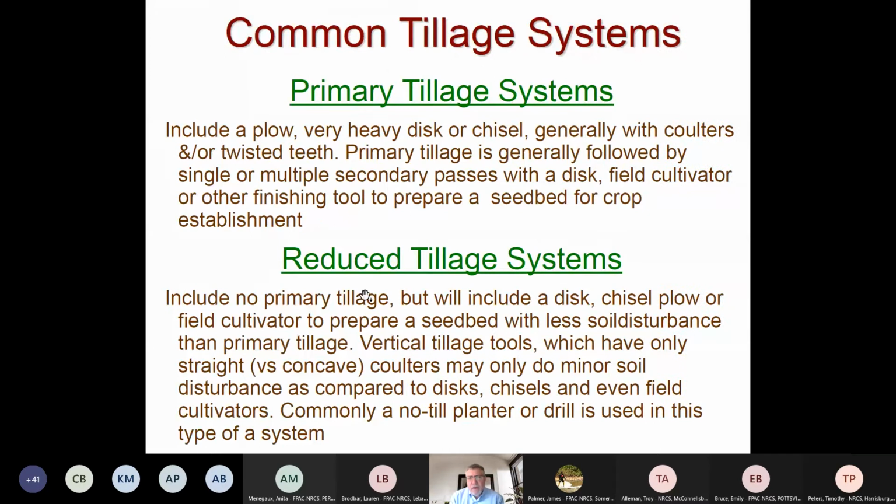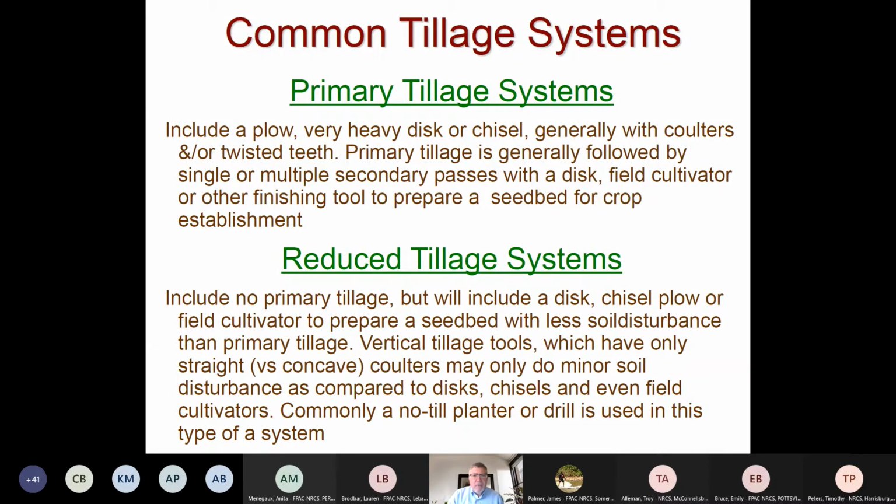A little bit about tillage. Common tillage systems we follow are primary tillage, reduced tillage, and no tillage. Primary tillage is probably the most ancient and had been the dominant system until recent decades. This is using a plow, a very heavy disc, or an aggressive chisel to break up the soil, to flip it over, to turn it into large clods.